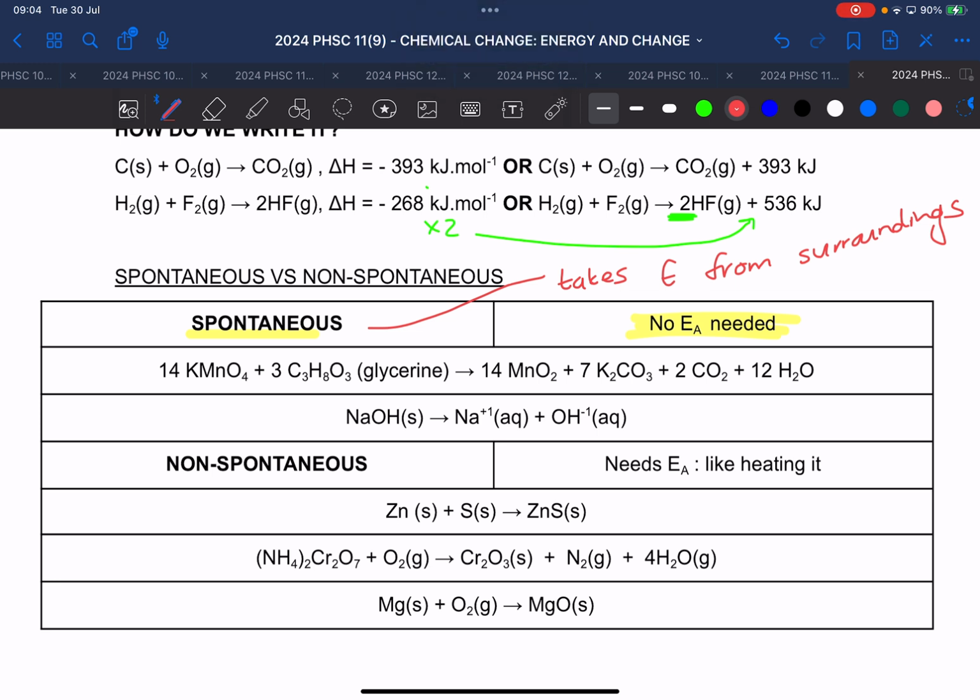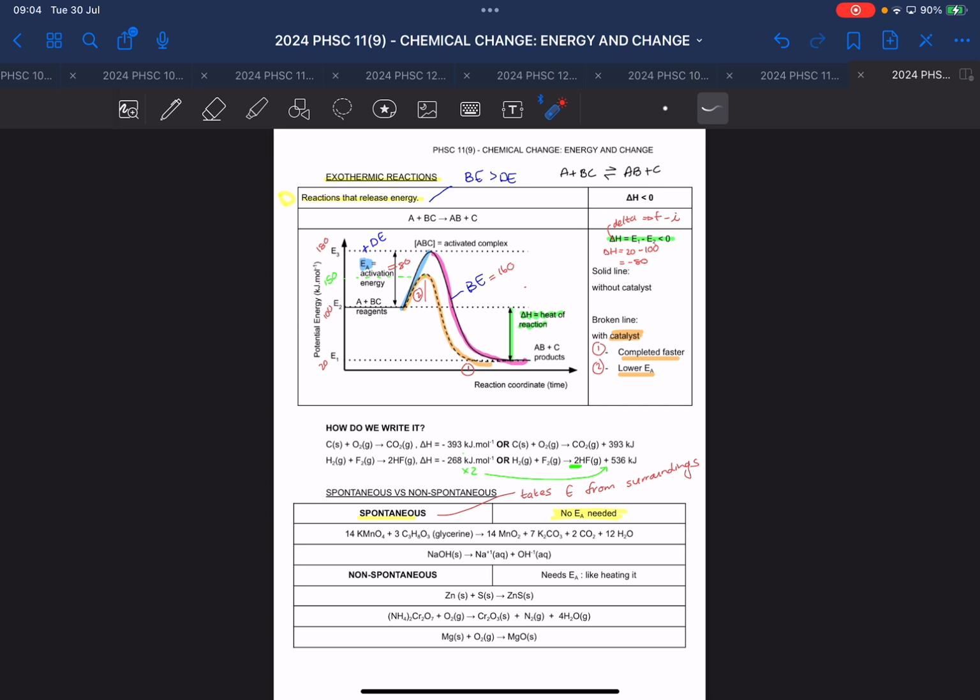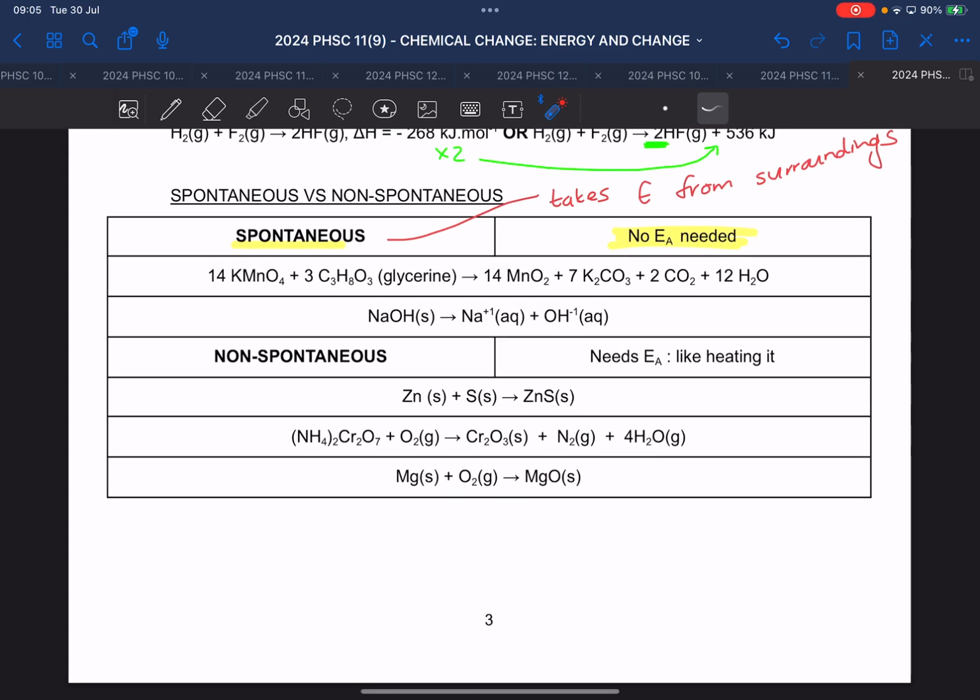Okay, so what we did, and the question that I asked Kali is, we took sodium hydroxide and I added it to water and it just dissolved. I didn't need to heat it up or anything like that, so it just happens. So it doesn't need any activation energy. So it means for an exothermic reaction that's spontaneous, the graph won't go up because it doesn't need activation energy. The graph will only go like this. It just goes down.